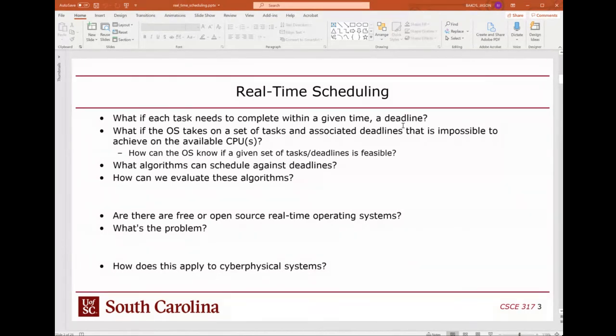But yet, they're used a lot, because you might be wondering, well, how does any of this apply to cyber physical systems?